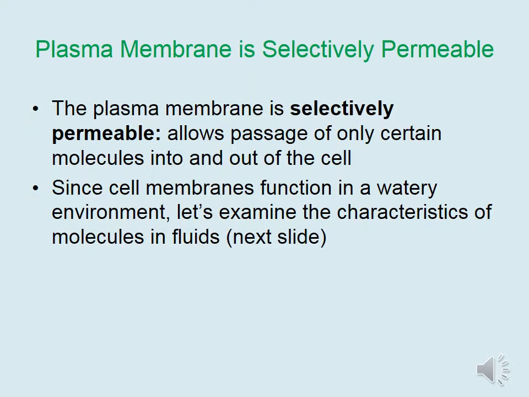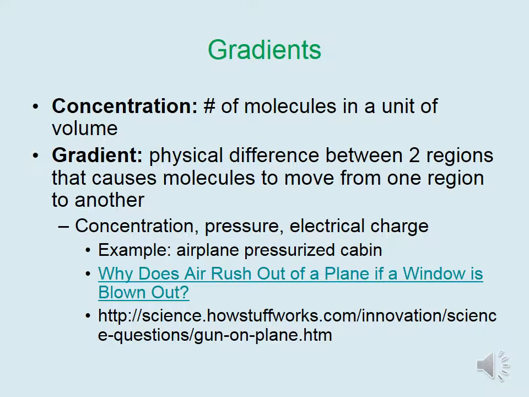Since cell membranes typically function in a watery environment, we're going to examine the characteristics of molecules in fluids. In order to discuss molecules moving into or out of a cell, we need to talk about a few terms. First, concentration, which is the number of molecules in a unit of volume. A gradient is a physical difference between two regions, such as inside or outside of a cell, that would cause molecules to move from one region to another. Examples of gradients include concentration, pressure, and electrical charge.